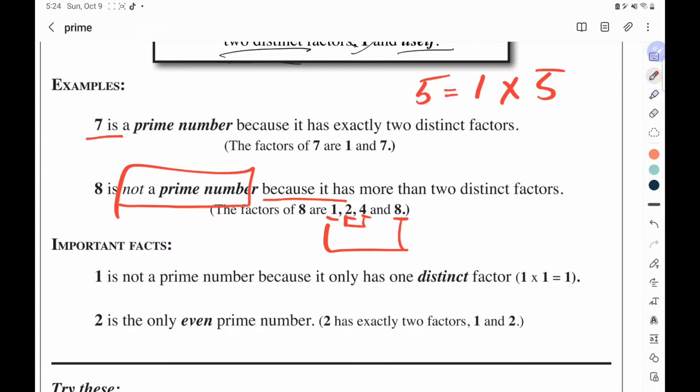So we have to remember these important facts. 1 is not a prime number because it only has one distinct factor. It is also not a composite number. So you have to remember that. 2 is the only even prime number, and 2 has exactly two factors, which are 1 and 2. Remember, the rest of the even numbers are not prime numbers. Only 2 is the even number that is a prime number.